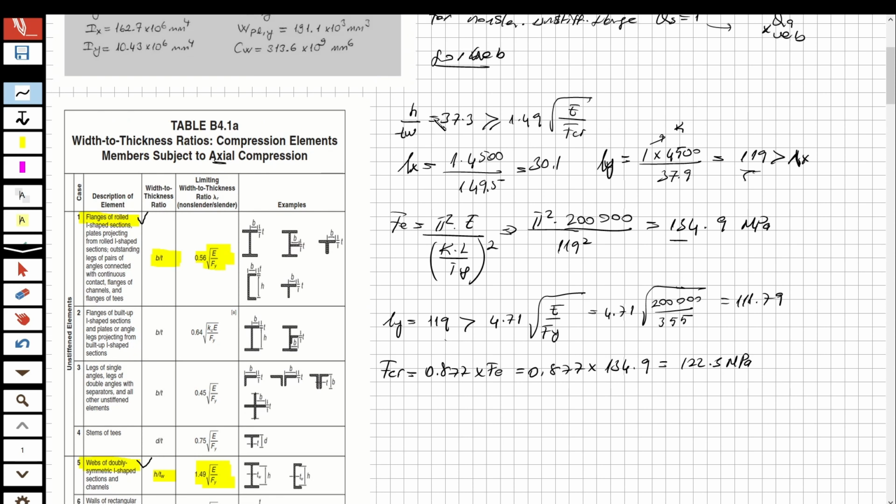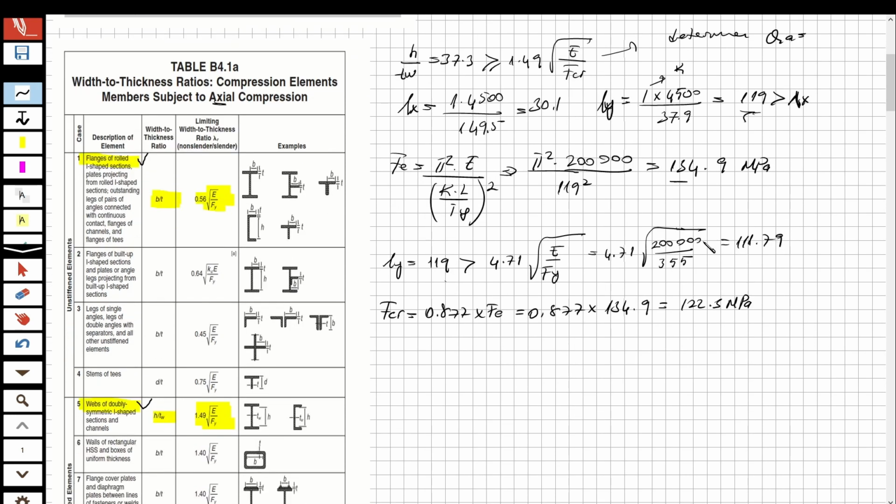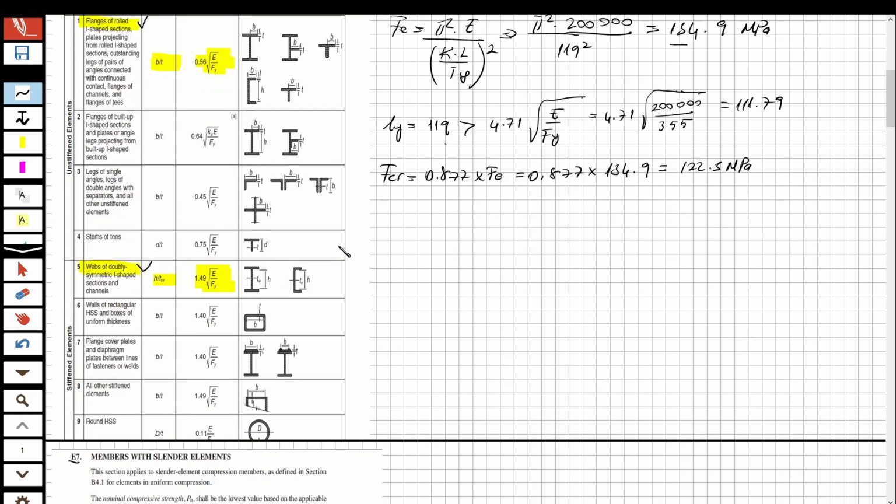Now we got the F critical, but if you remember I told you we are going to make a comparison here. Look at here, I'm going to show you. We are going to make a comparison due to this one, and we are going to determine QA. Okay, so now let's do it. Here H over TW is equal to 37.3, and we are going to check whether this is greater or smaller than the value of the modulus of elasticity 200,000 over F critical, right? So what is the value of F critical? Look at here, it was this one.